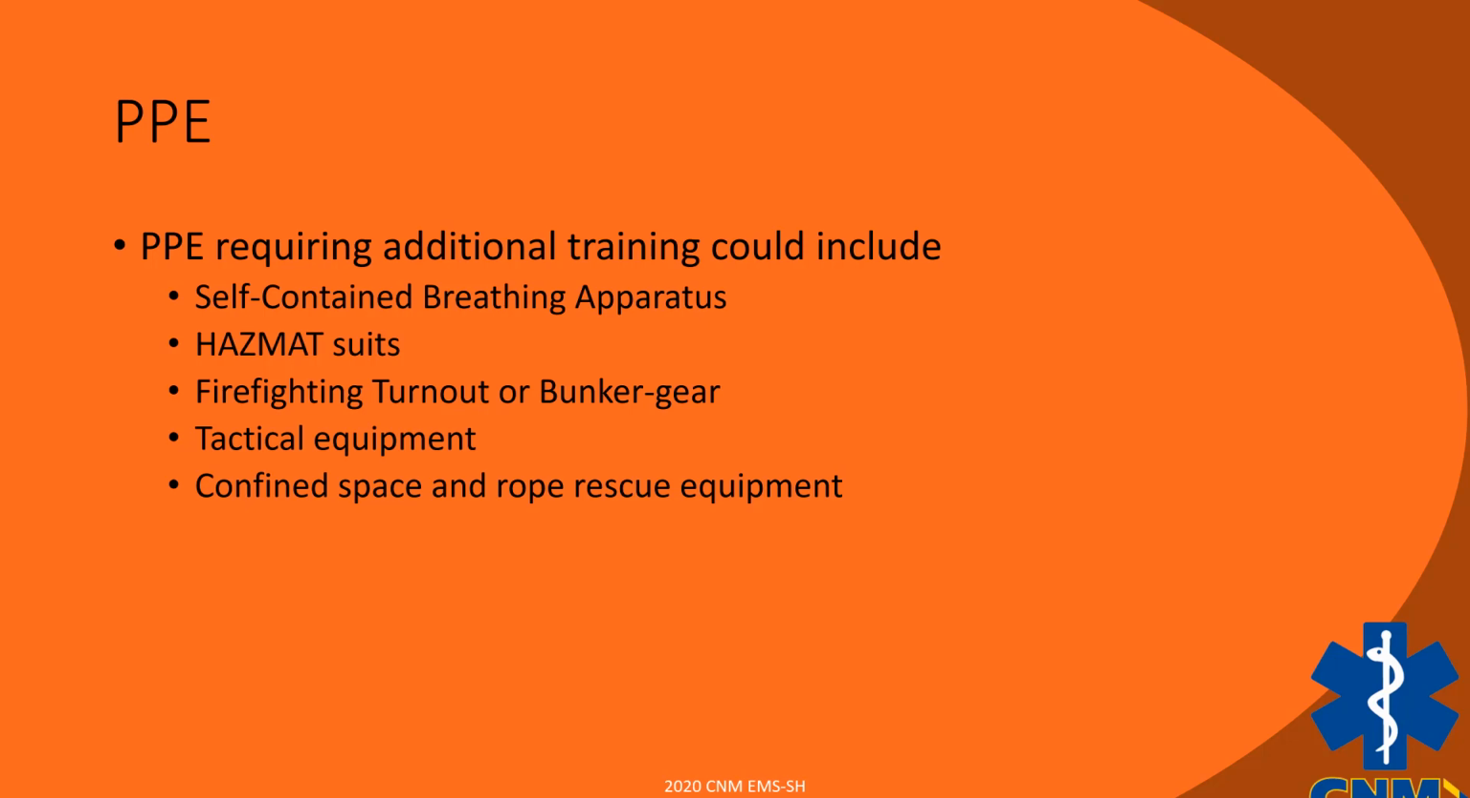Confined space and rope rescue equipment often will utilize some specialized clothing, and may also utilize self-contained breathing apparatus, hazmat suits, or air that's supplied from a tube from a compressor that's up above ground level, for example.